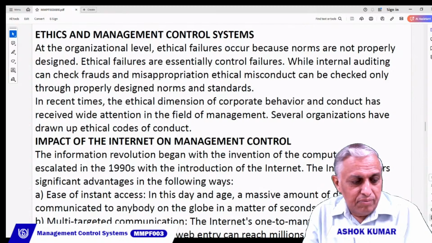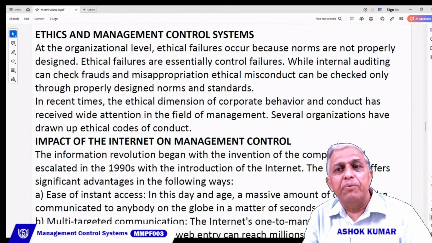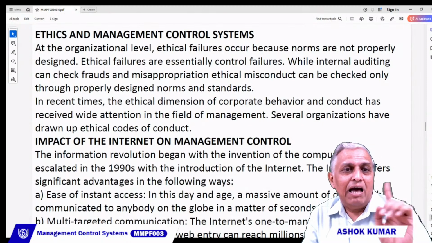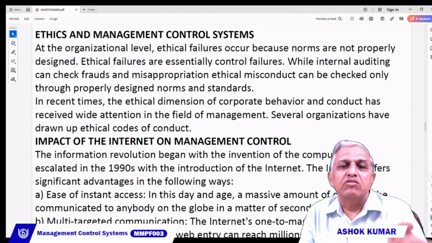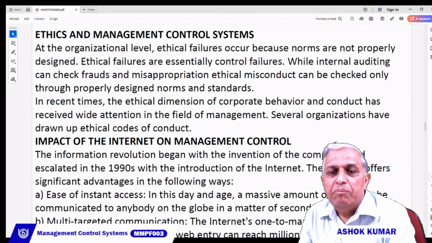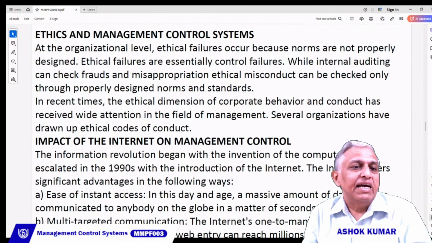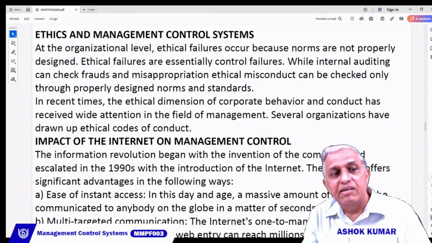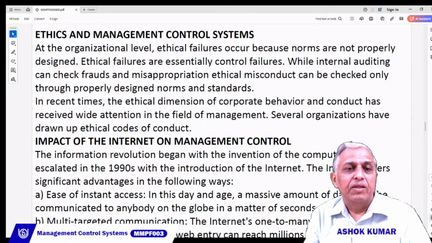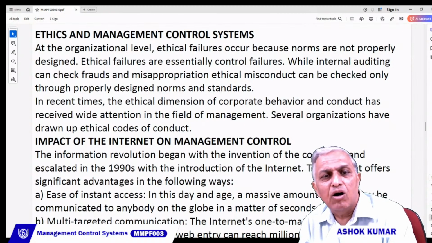Ethics and management control systems. At the organization level, ethics failures occur because norms are not properly designed. Ethical failures are essentially control failures, because you cannot succeed due to certain other shortcomings, maybe educational, performance, or planning. While internal audit can check frauds and misappropriation, ethical misconduct can be checked only through properly designed norms and standards. Because only with the norms and standards can the internal audit see whether it is ethical misconduct or smooth sailing.